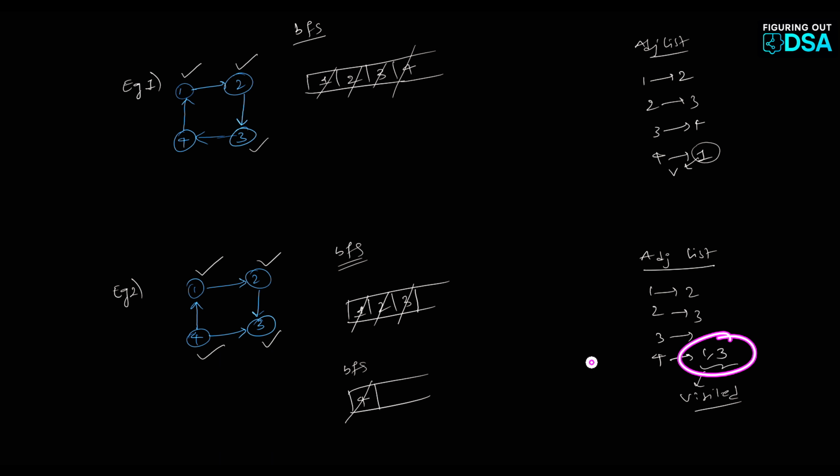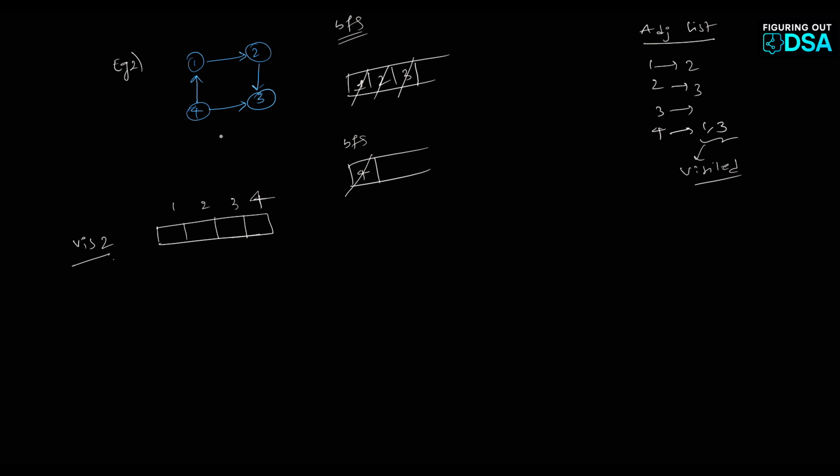We can see that 1 and 3 belong to this BFS call and 4 belongs to this BFS call. So as in the previous case, here also we'll try to maintain another visited vector, visited 2, and see if there is anything we can figure out from that. So let's maintain visited 2 and run this again. We'll start with node 1.